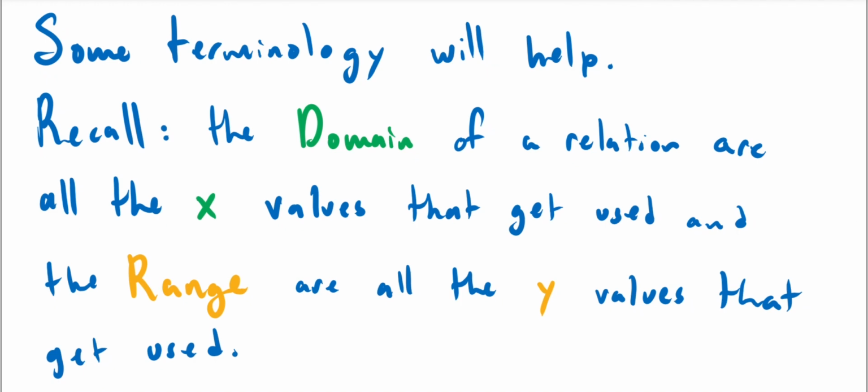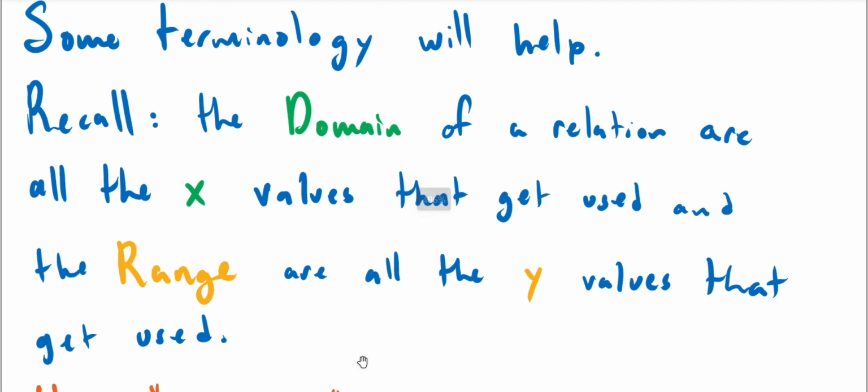A little terminology will help. Let's talk about the domain and range of a relation. Remember that domain refers to all of the x values that get used, and we must assign a value to every point in the domain, and that range are all the y values that are going to get hit, values that are assigned a particular x.